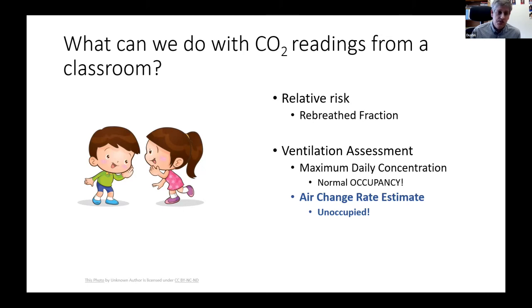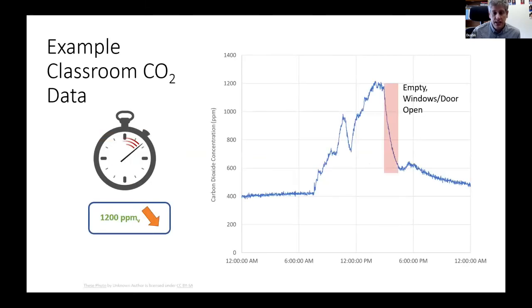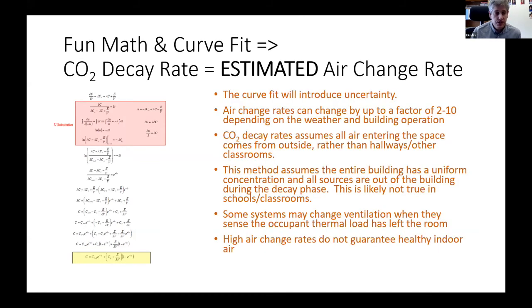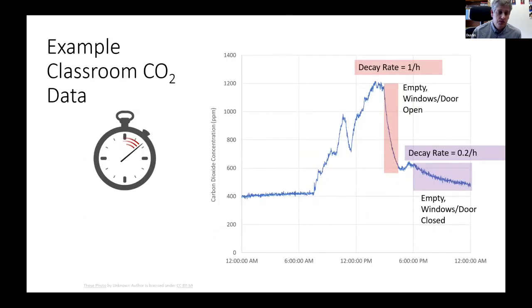We can look at the air change rate. I'm going to go through this relatively quickly. Once the room is unoccupied, you can look at the decay of the CO2 concentration over time, and that decay can give you an estimate of the air change rate. You can do a bunch of fancy math, plot it up, and you can get the slope. Inverse of the slope is the decay rate, which can be used as an estimate of the air change rate. This has a bunch of limitations that I'm not going to go into today, but you could spend more time on this if you'd like.